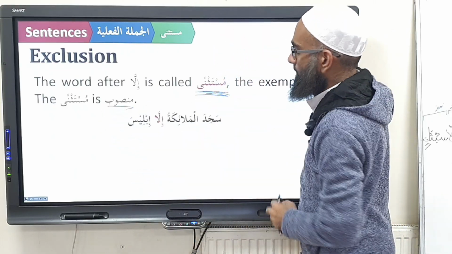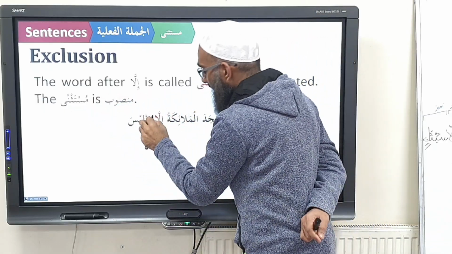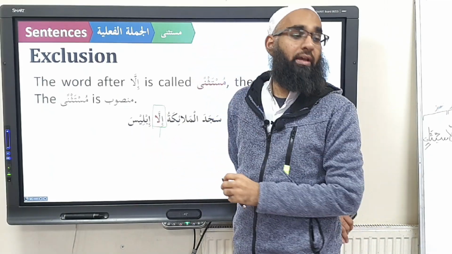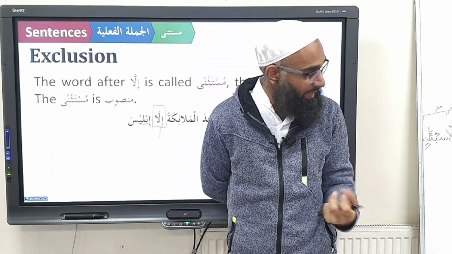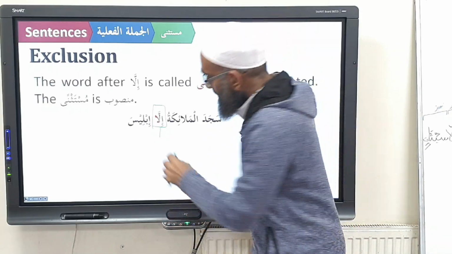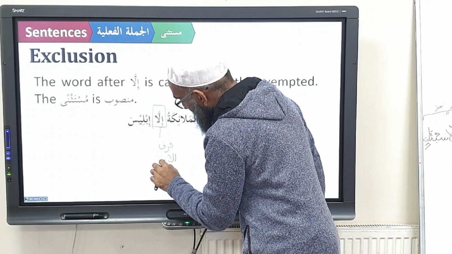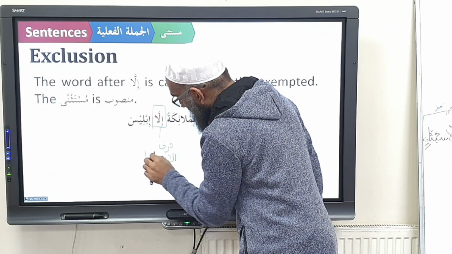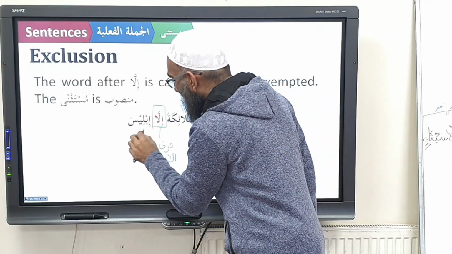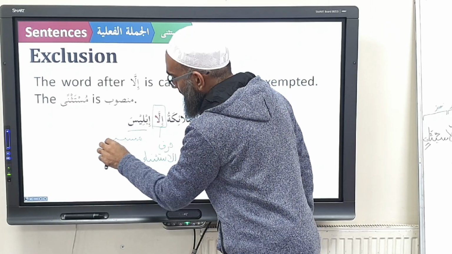Let's have a look at an example, right? So let's look at that last part. We have illa. What is illa going to be called? The particle. Illa is doing the exemption. Illa is helping us to exempt the word after it. So what do we call illa? Harful istithna'i. The one being exempted is called what? Mustathna.